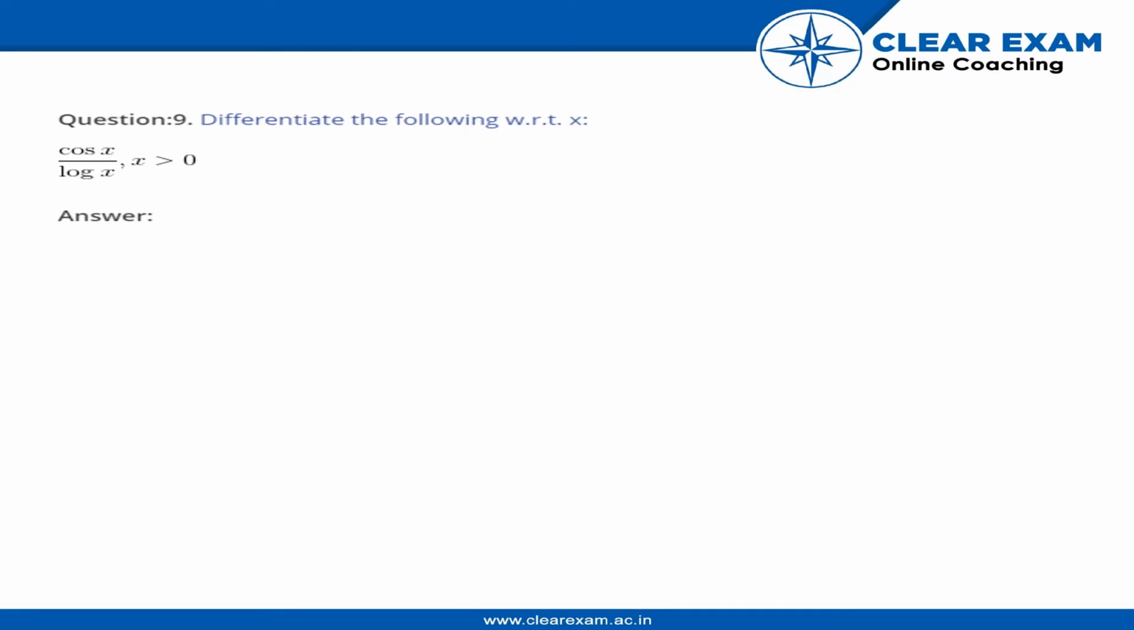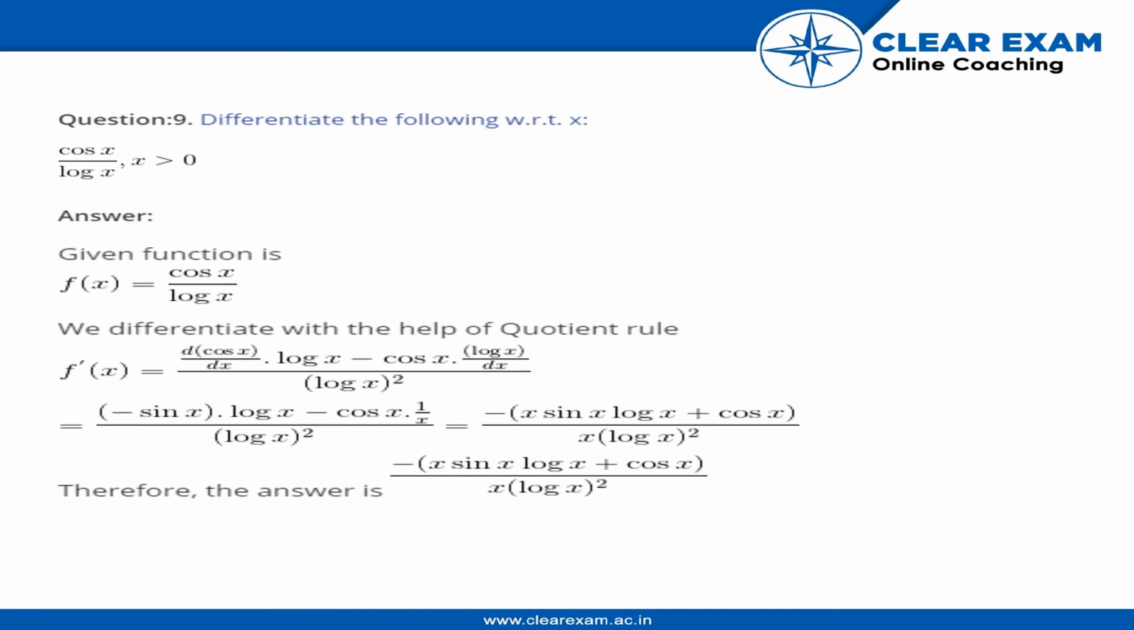Differentiate the following function with respect to x. The function is cos x upon log x, where x is strictly greater than 0. Let f(x) equal cos x upon log x. Apply the quotient rule of differentiation.